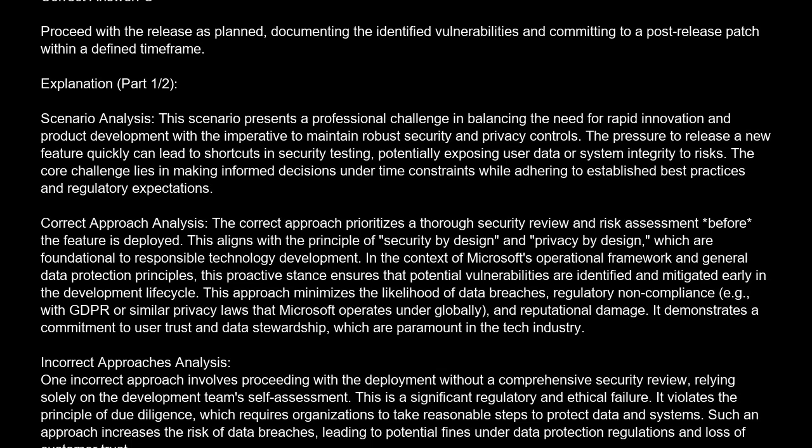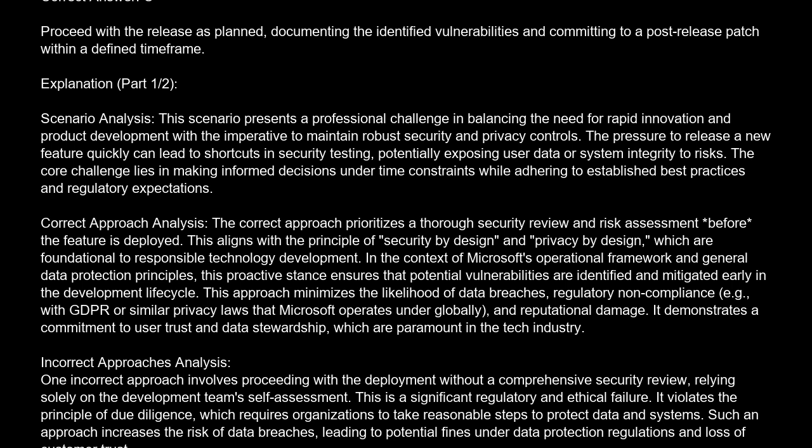Correct answer is C. Proceed with the release as planned, documenting the identified vulnerabilities and committing to a post-release patch within a defined timeframe. Explanation. Scenario analysis. This scenario presents a professional challenge in balancing the need for rapid innovation and product development with the imperative to maintain robust security and privacy controls.